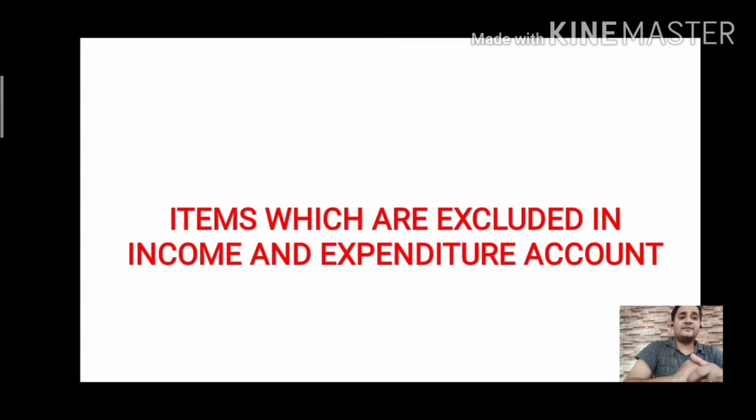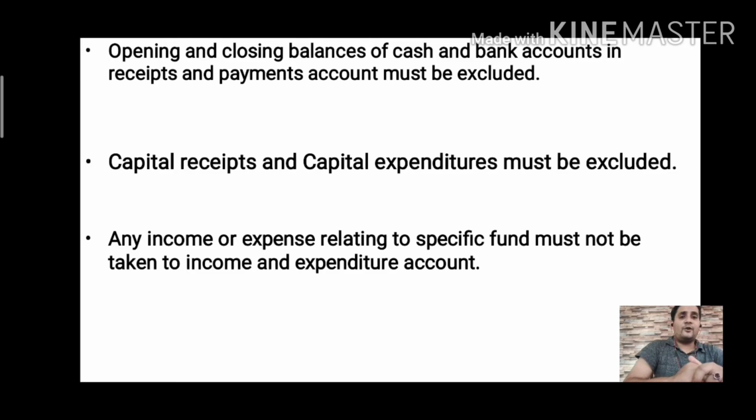Now, let us discuss items which are excluded in income and expenditure account. Opening and closing balance of cash and bank accounts in receipts and payments account must be excluded. So, opening bank and cash and closing bank and cash are recorded while preparing receipts and payments account, but while preparing income and expenditure account these items are excluded. So, opening and closing balance of cash and bank will be excluded while preparing income and expenditure account. This opening and closing cash and bank balance is related to receipts and payments account.